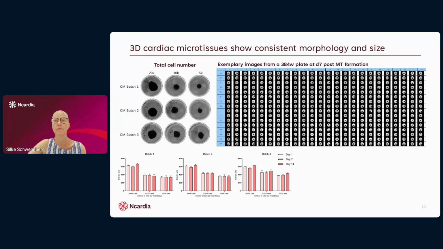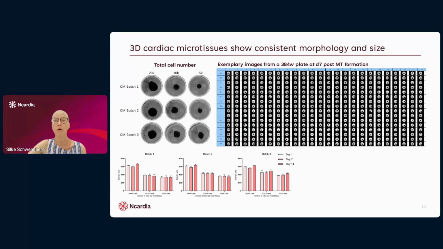So we have day 1, day 7, and day 14. And then with the different seeding densities, total cell number from 20,000 to 10,000 to 5,000 cells, you can see that yes, there is a big gap from the 20,000 going down to the 10,000, but then in terms of the size of the microtissue, the difference between the 10,000 and the 5,000 is less pronounced.